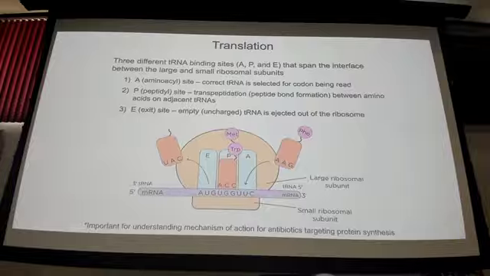Translation, sorry, this is a little bit out of order, it just flowed a little bit better. Translation, this is a good slide. You need to kind of know a few things about the prokaryotic ribosome. Starting with what's the large subunit called? 50S, and the little guy is?